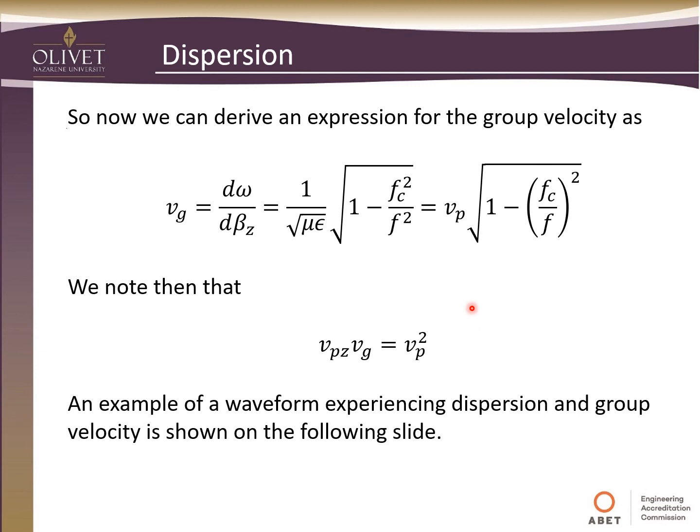And so we note then we have this overall relationship between our phase velocity in the z direction and our group velocity. This will always equal the square of the phase velocity of our transmitted signal just in the medium. Of course, remember, it's not going in the z direction, it's bouncing back and forth at transverse angles. So what does this look like? If we were to put this on an O-scope, what would we see? So next slide, we'll look at that.